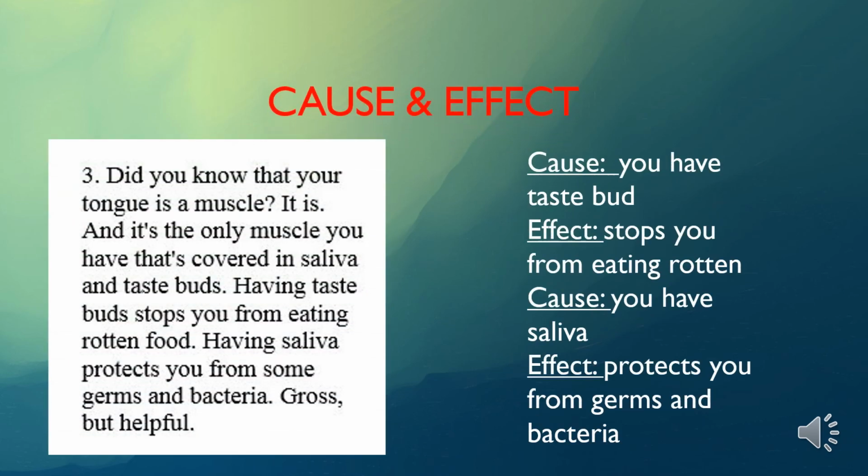Another cause and effect. Did you know that your tongue is a muscle? It is, and it's the only muscle you have that's covered in saliva and taste buds. Having taste buds stops you from eating rotten food. Having saliva protects you from germs and bacteria.